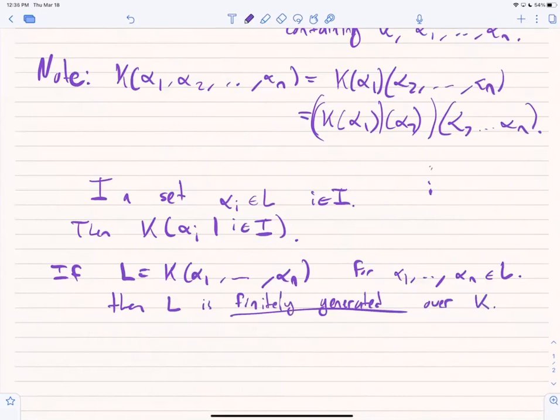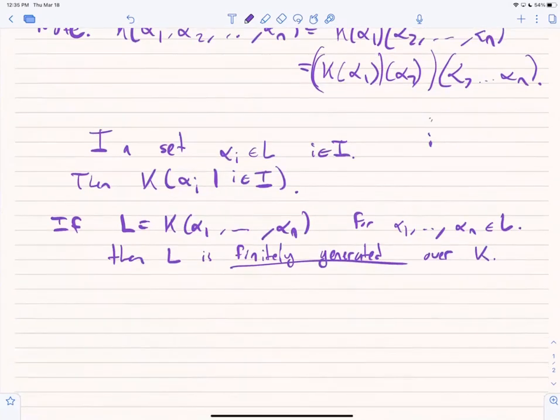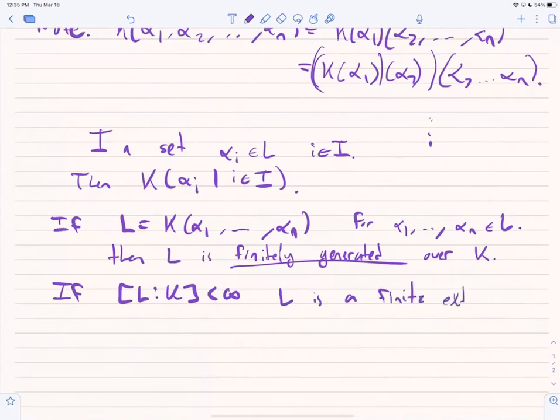We'll see in a moment that this is related to the notion we had before of the degree. So let me write this other definition. If the degree is less than infinity, we say L is a finite extension. I probably didn't write this down last time, so it's good that I'm saying it now. These are two different ideas. Being finitely generated is not the same as being a finite extension, although we'll see in a moment that the obvious difference is the only difference.